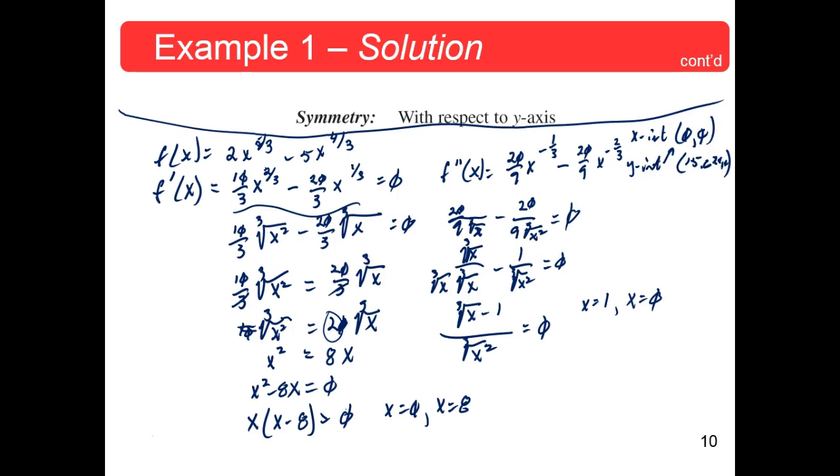Let's do critical... what do they call it in this book? Critical values or critical points? Critical values, don't they call it?